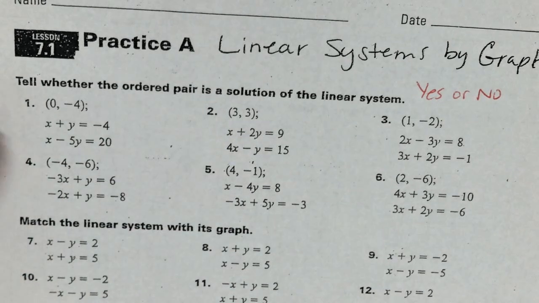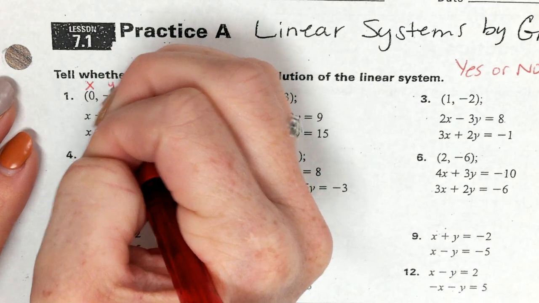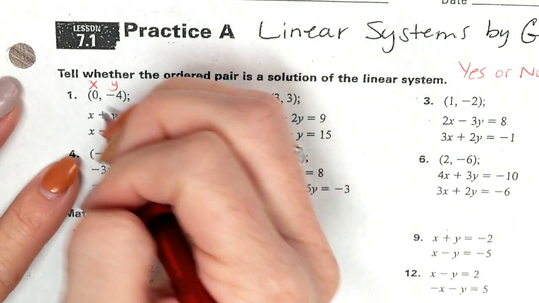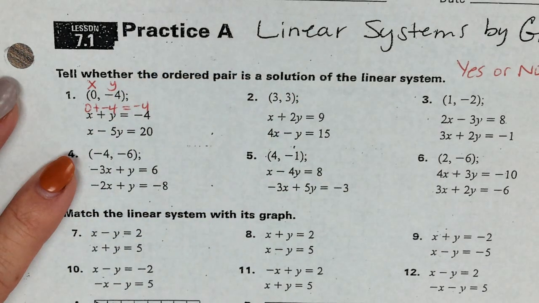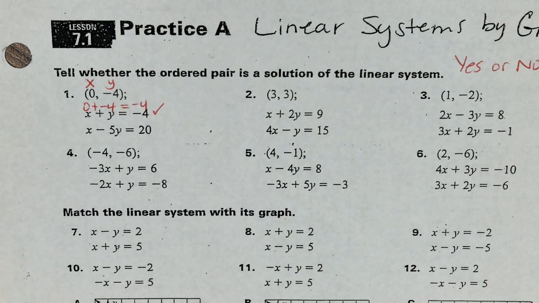So let's do number 1. You're going to plug in 0 for x and negative 4 for y. So I would say, is 0 plus negative 4 equal to negative 4? Yes or no? So this one's yes. That does not mean my answer's yes. The ordered pair has to satisfy both equations.